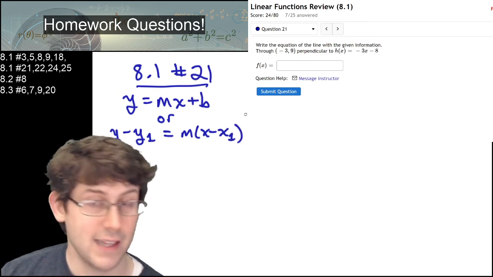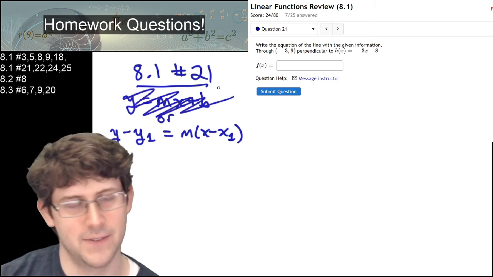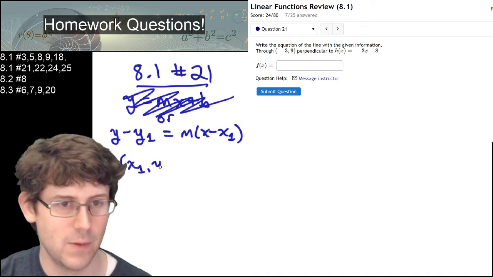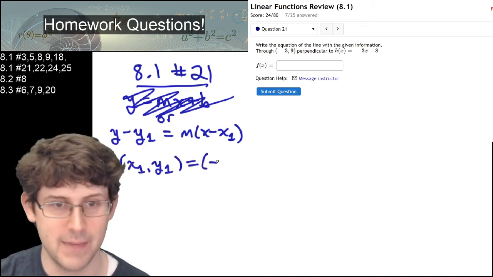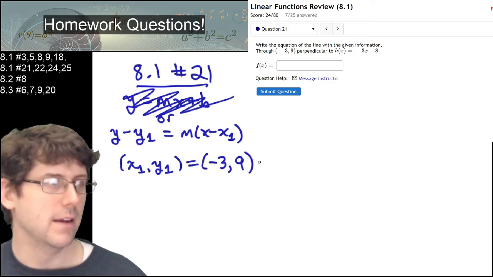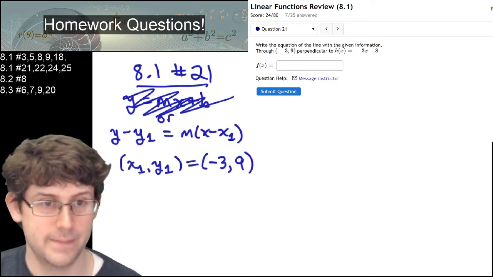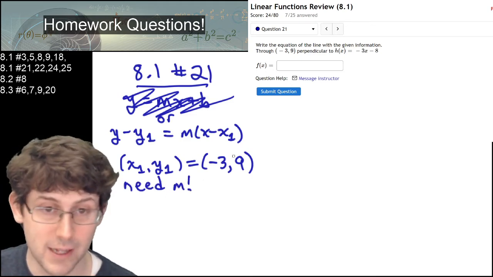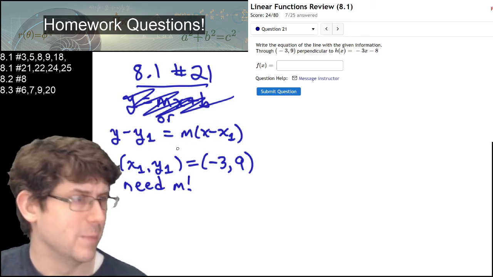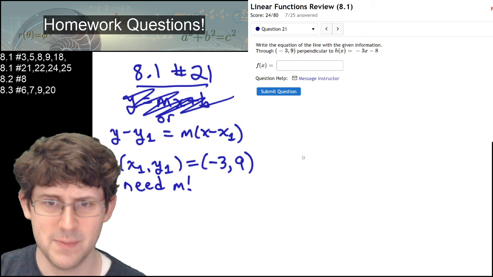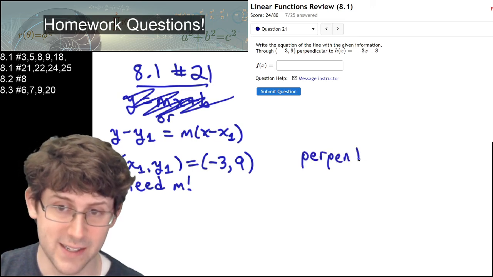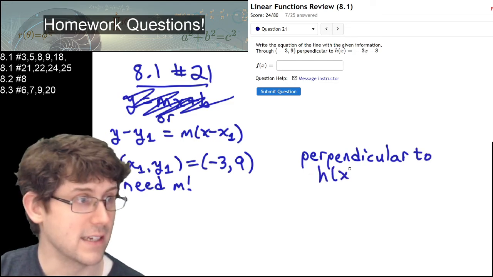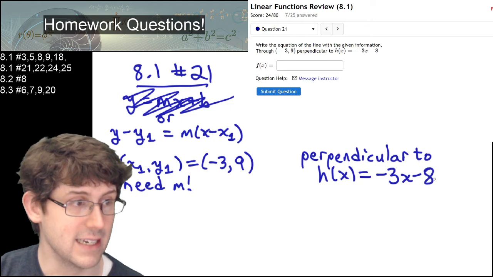The first thing it tells me about the line is a point. So it tells me that x1, y1, the first point, is minus 3, 9. Then all I need is the slope. Feels like the previous problem I just did. If I could just find m, I could plug all this stuff in and I would get the answer. But instead of directly telling me the slope, it tells me that the slope is perpendicular to h of x equals minus 3x minus 8.